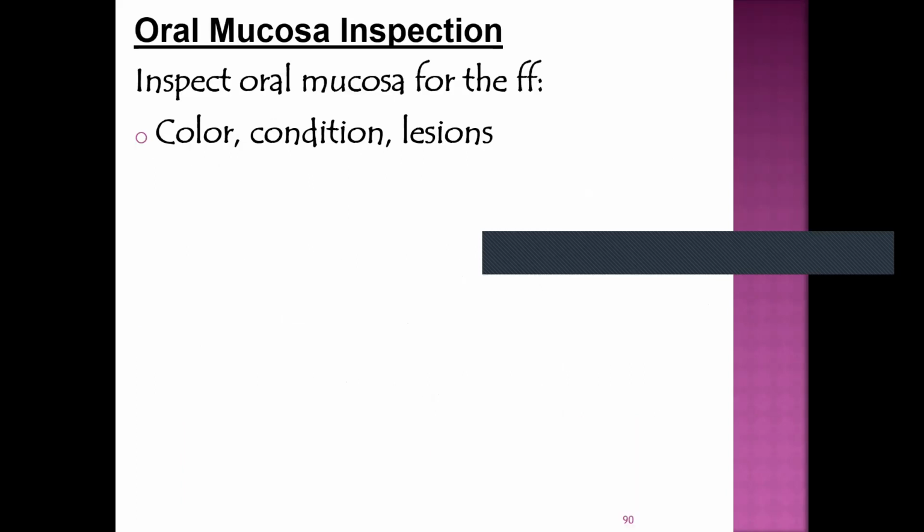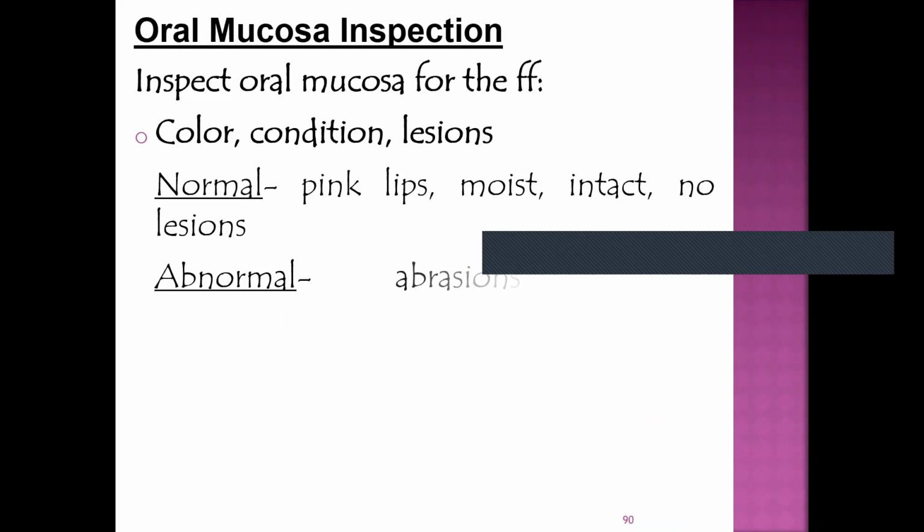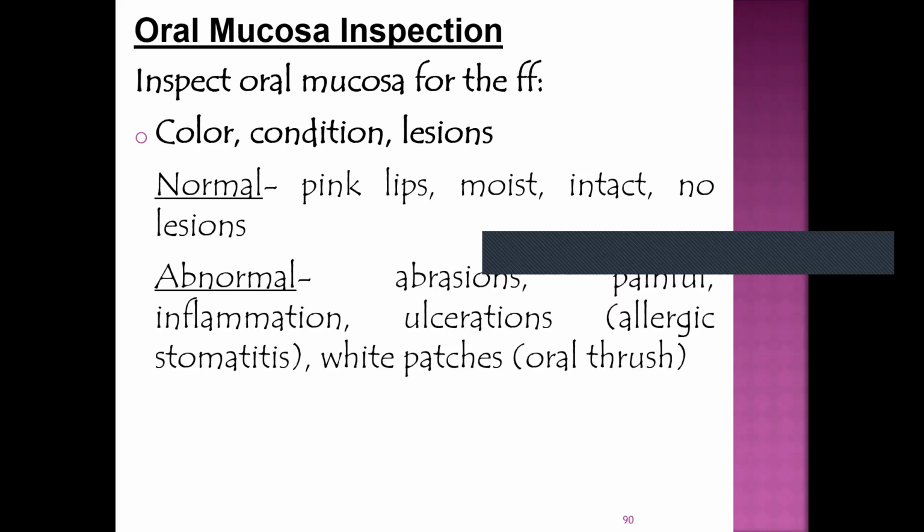Okay, in terms of inspection of the mucosa, we have to check for color, condition, and lesion. Okay, what is normal is it's pinkish, moist, intact, and has no lesion. In terms of abrasion, it is quite painful. There is inflammation and ulceration, such as in the case of an allergic stomatitis. And then white patches or oral thrush, especially for those who don't brush their teeth. Okay, and of course, if there are certain illnesses that cause the white patches, there are certain habits or behavior.